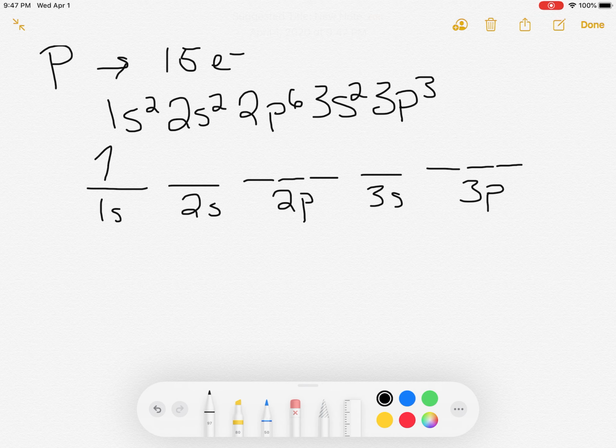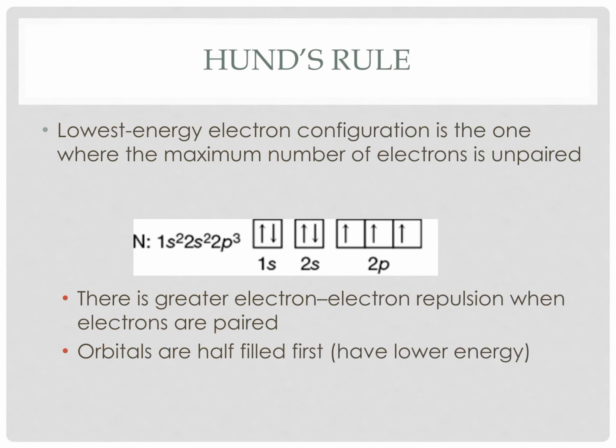Okay, so the 1s only has 2 electrons, so I'm going to put 1 electron going up, 1 going down. And then 2s has 2 electrons, I'm going to put 1 going up, 1 going down. 2p has 6, so these are going to be all filled, 1 going up, 1 going down for each orbital. 3s has 2, 1 going up, 1 going down. And then 3p3.